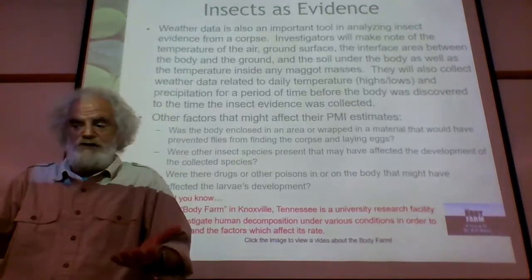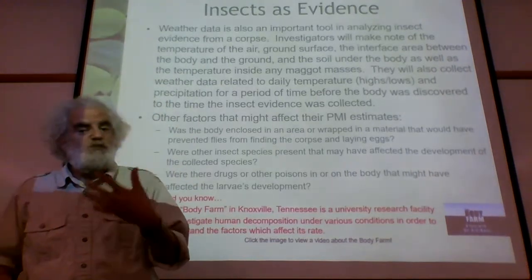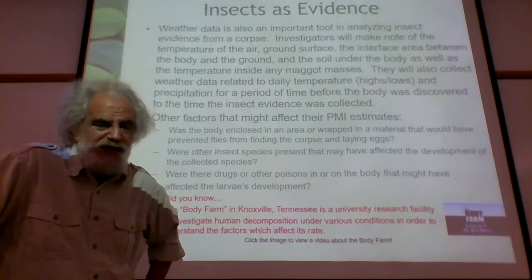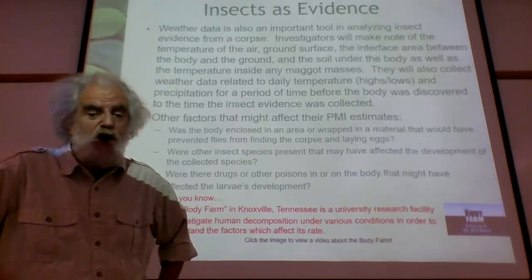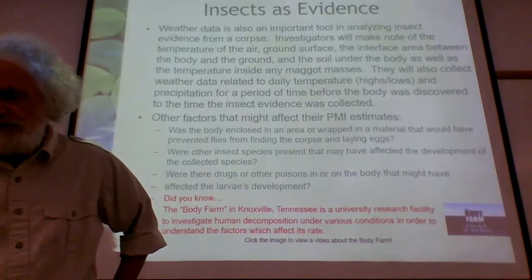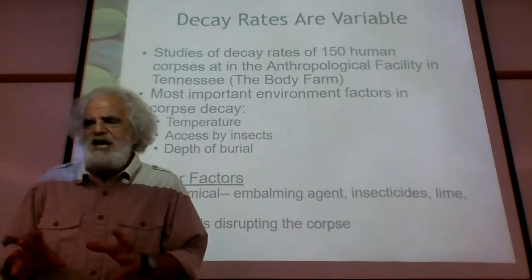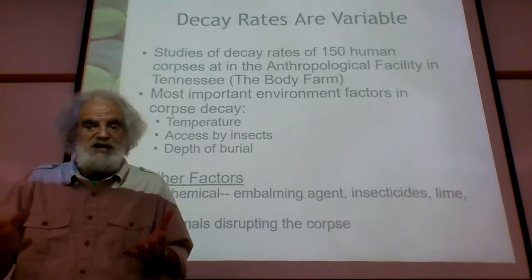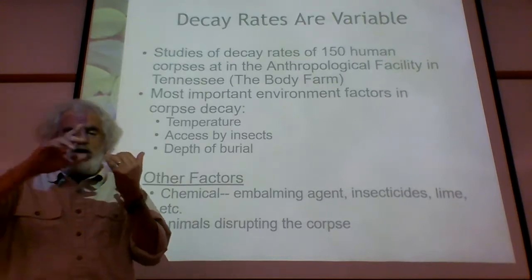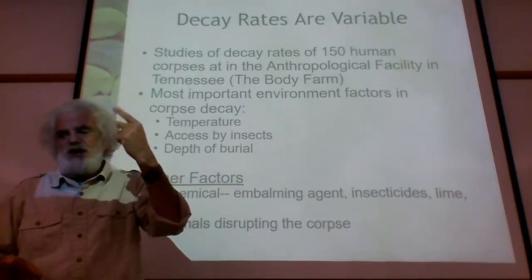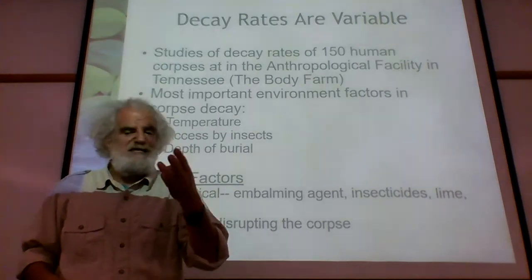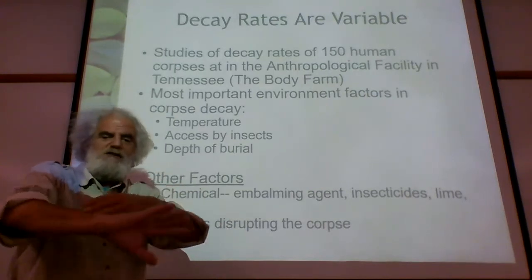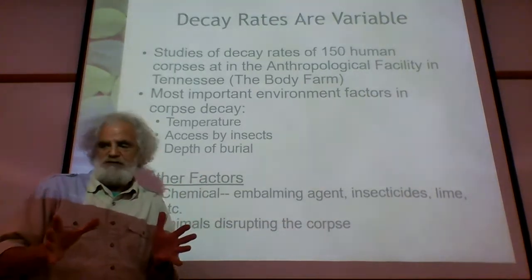Are there other insect species around that might have affected the guys that are being collected? Insects can be preyed upon by other insects and things. Are there drugs or poisons in the body that also are going to affect the larvae? So if the guy is doing a lot of speed, hey, that's actually going to have an effect on the insects. So the decay rates then are variable, and the body farm is a critical place to study this kind of stuff. You can break down the variables into temperature, access, and then depth of burial. So easiest is if you've got a body that's just laid out on the ground. That's going to be the simplest.